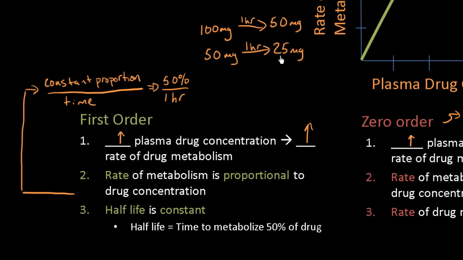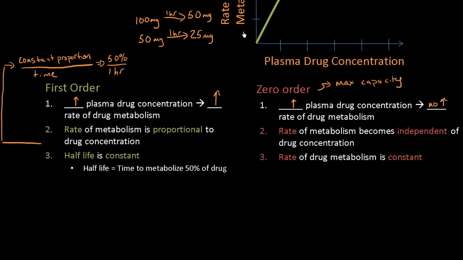And again, the reason this is occurring is because the rate of drug metabolism is proportional to the plasma drug concentration. So what was the rate up here? Well, I'm at a higher dosage, so I expect a higher rate. I lost 50 milligrams in an hour. Here, I'm at a lower dosage or at a lower concentration, so I would expect a lower rate, and I lost 25 milligrams in an hour. So while the rate may not be constant, the half-life is.